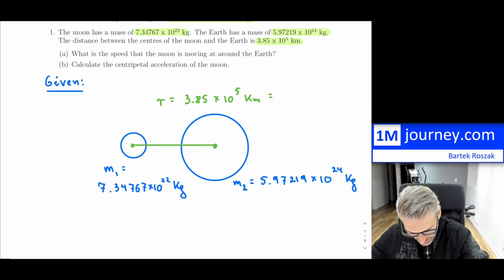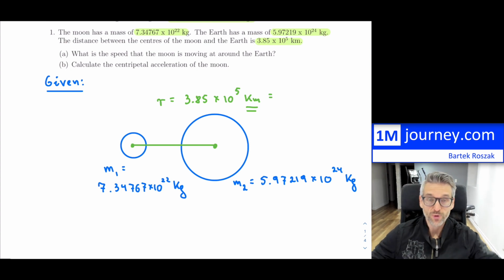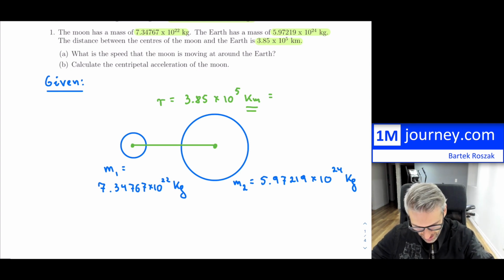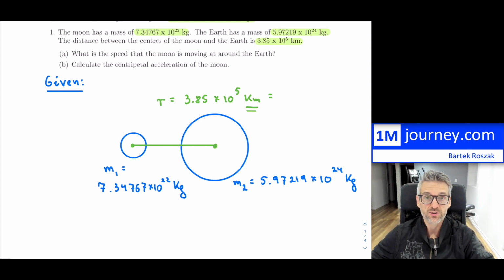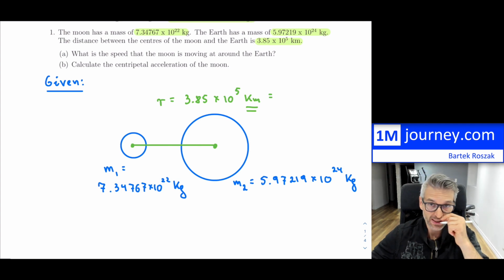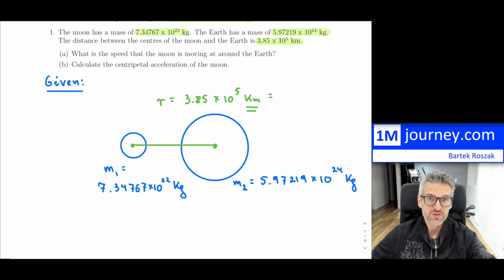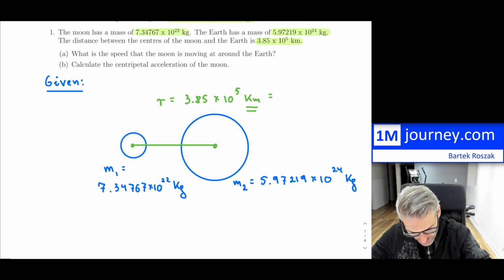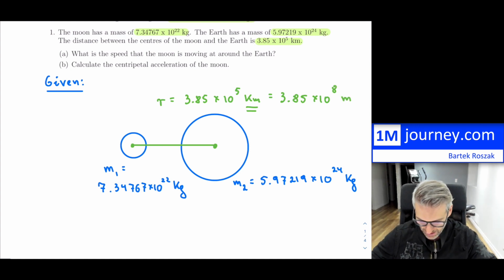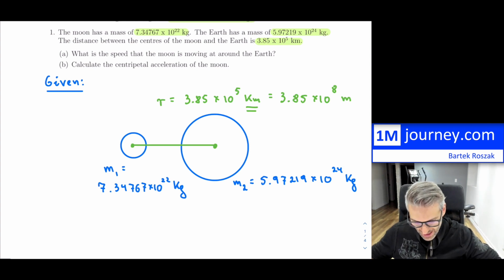Now notice it says kilometers. That's not what we want because that's not the SI standard in our formulas. So I'm going to change this. Changing it from kilometers to meters is rather easy because you're just going to be multiplying it by 1,000 because there's 1,000 meters in every kilometer. So instead of having 10 to the 5, it would now be 10 to the 8. And now you have meters, again your SI standard. So that's what we have as a given.